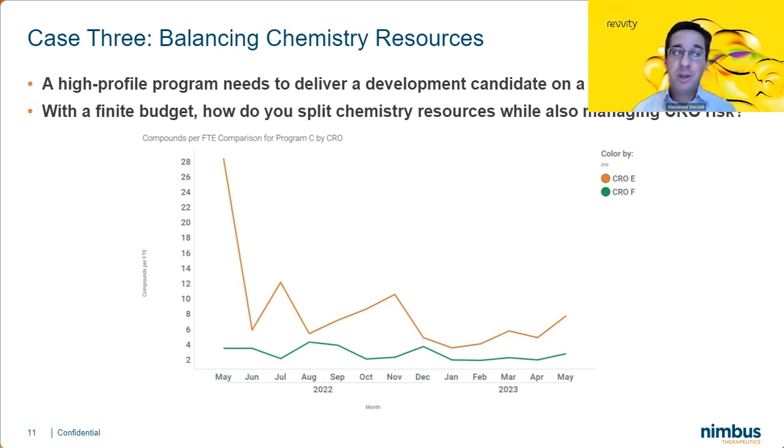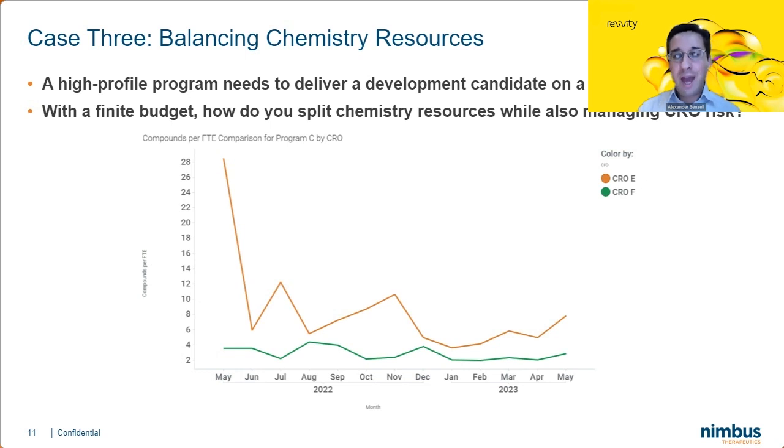In case 3, we looked at efficiently balancing chemistry resources. In this situation, a high-profile program needs to deliver a development candidate on a set timeline. With a finite budget, how do you split your chemistry resources while also managing your CRO risk? One thing that we've all learned a lot is that it's very important to spread out where you're doing your work while also maintaining your efficiency, which is why having these dashboards is so important.